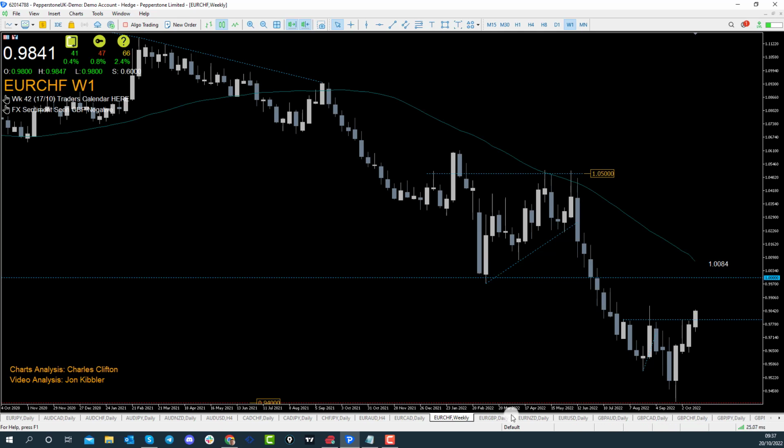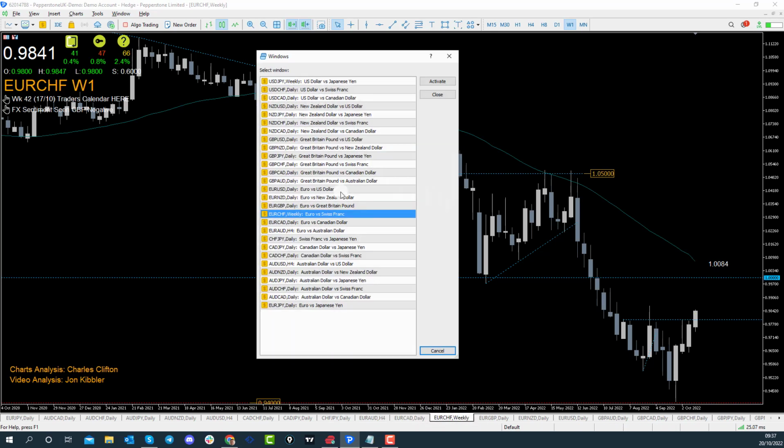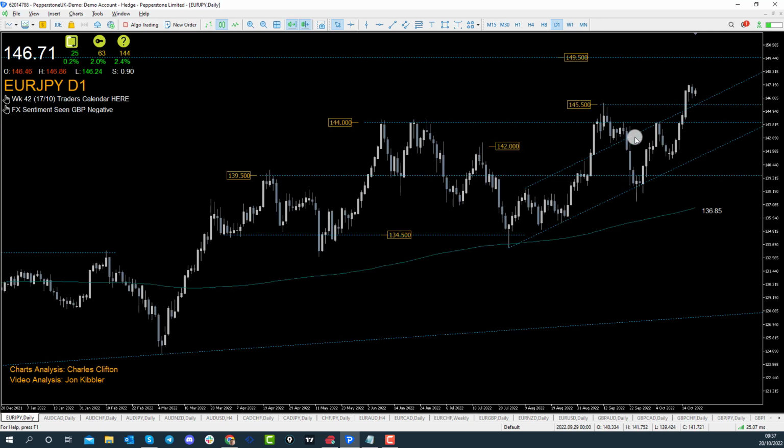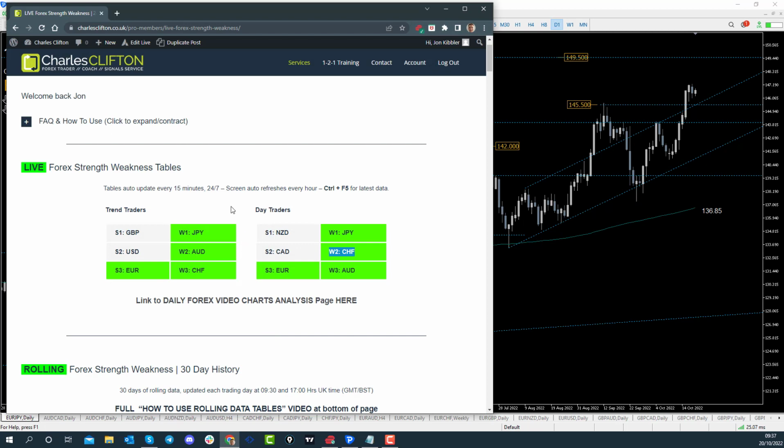Moving on to the next chart of interest then, Euro Yen is the next chart of interest. Now, Euro Yen is an interesting market. So let's just go grab Euro Yen, wherever it may be, over here. So, Euro Yen, why is it interesting? Well, if we look at it from the live Forex strength and weakness tables, the Yen is the weakest on both tables, and Euro is third on both.